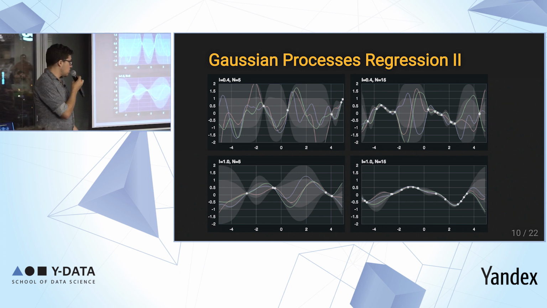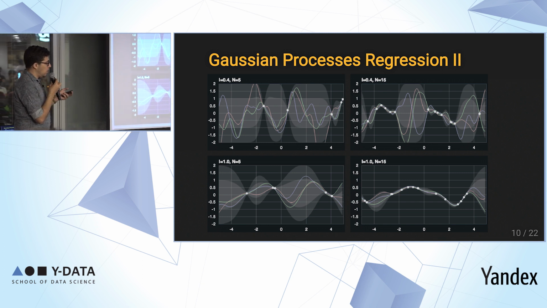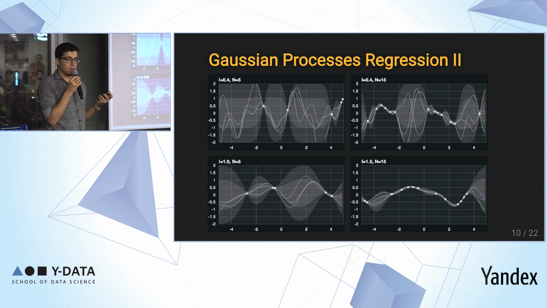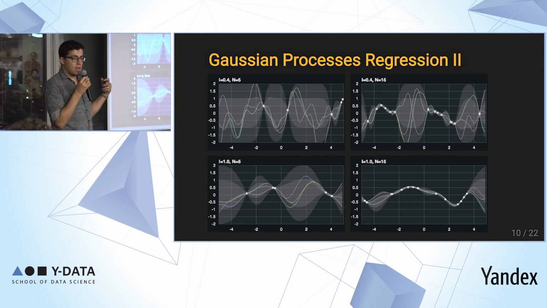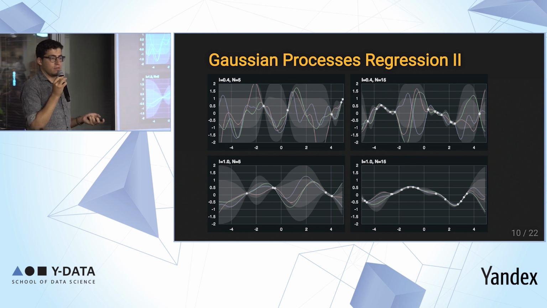So what these 4 graphs show is basically how the Gaussian process, the posterior that we get, the functions that are likely to fit the data, progress as we have more data, and as we change the hyperparameter of the Gaussian process.